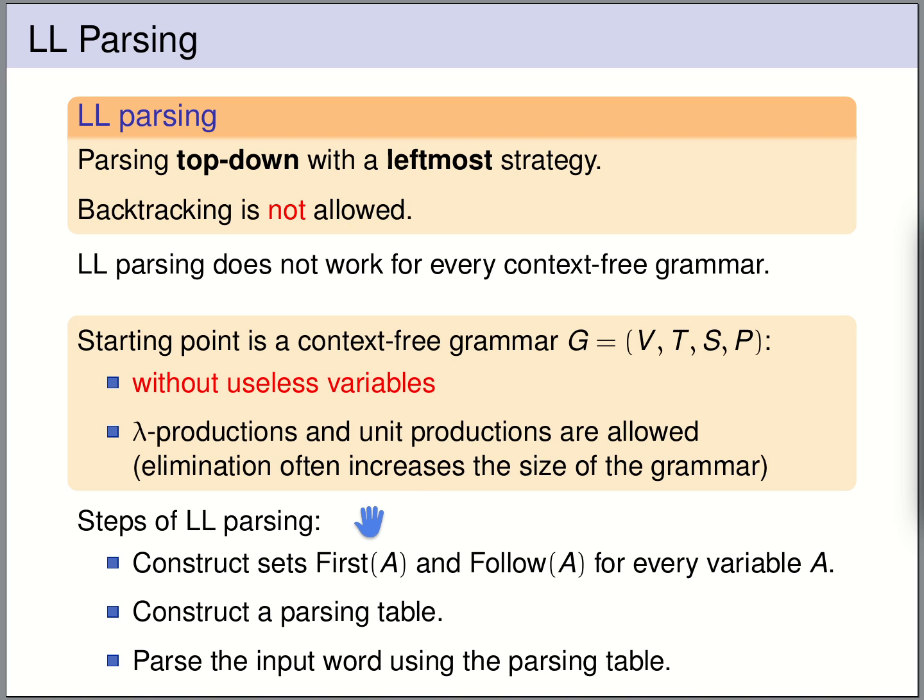LL parsing consists of the following three main steps. We compute first sets and follow sets for every variable. We construct a parsing table, and then we parse the input using the parsing table.